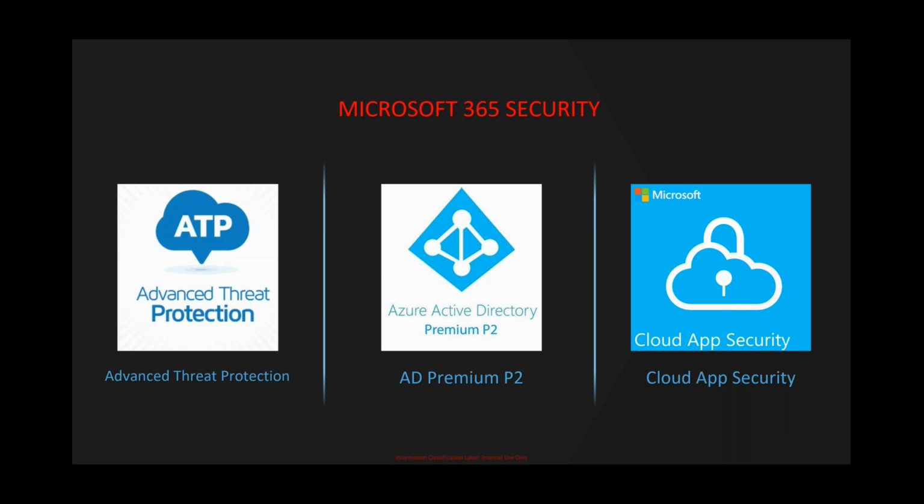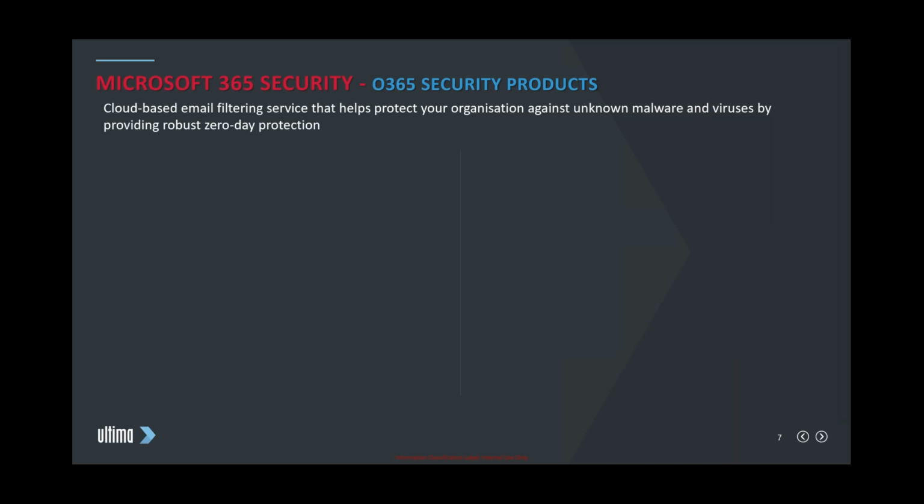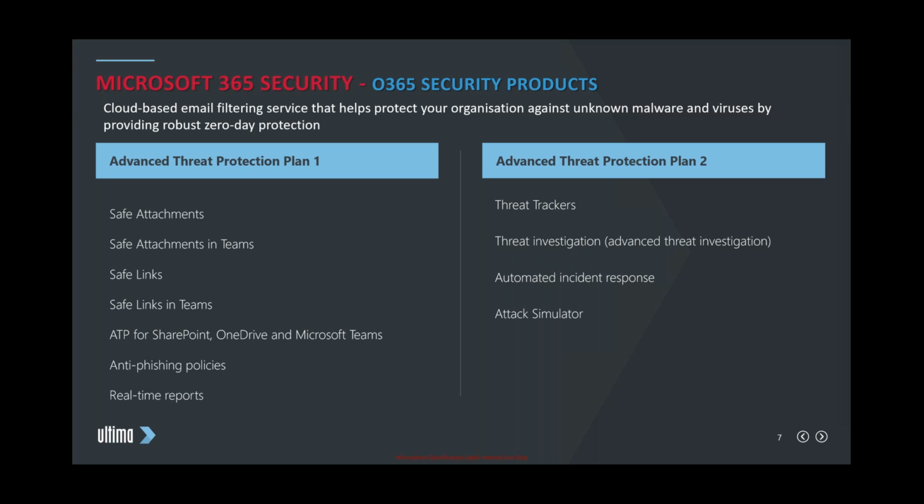So when we're looking at, first of all, the Microsoft 365 Security Suite, actually we're just talking about effectively three products. It's Advanced Threat Protection, it's Azure Active Directory Premium Plan 2, and it's MCAS, the Cloud App Security. Now we will look into these three products in a little bit more detail further down the line, but when it comes to Microsoft 365 Security, it is Advanced Threat Protection, Azure Active Directory Premium Plan 2, and also the MCAS, the Cloud App Security.